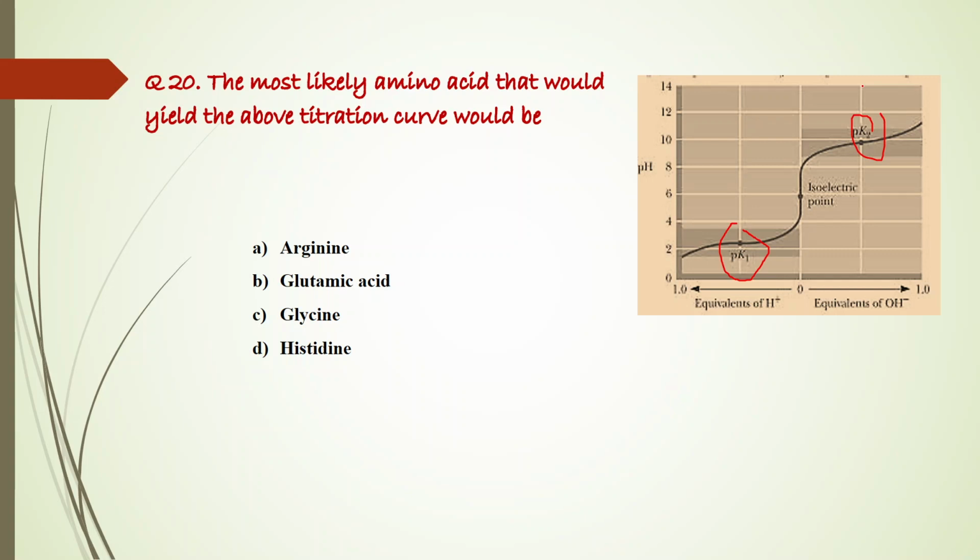So this was your hint. Whenever we say pK1, pK2, that means there are this many groups or residues that can be protonated or deprotonated. So pK1, pK2 means only two groups are there that can be protonated or deprotonated.